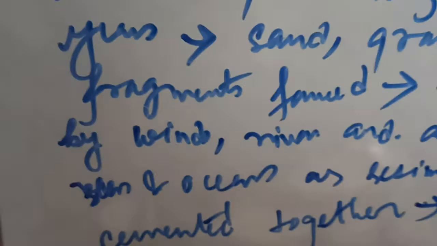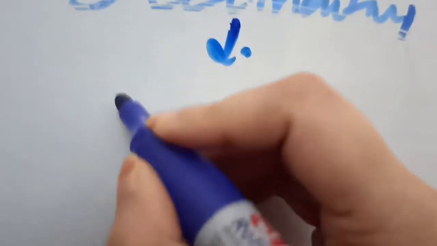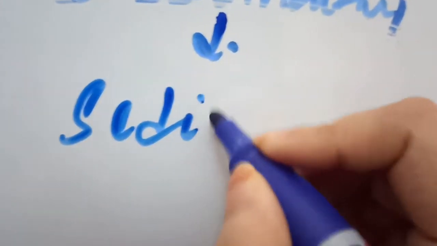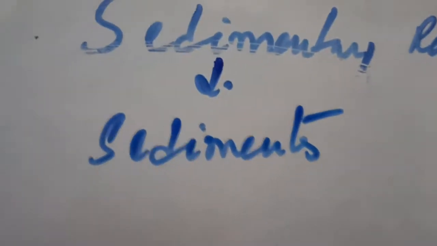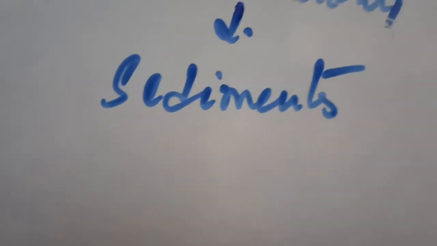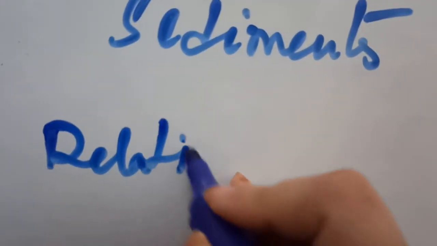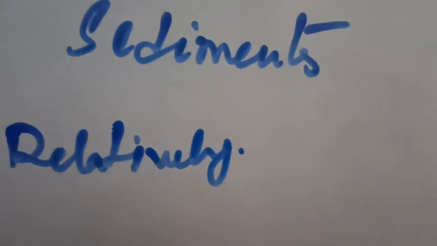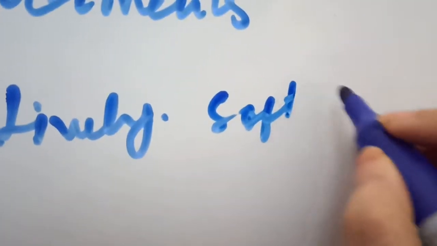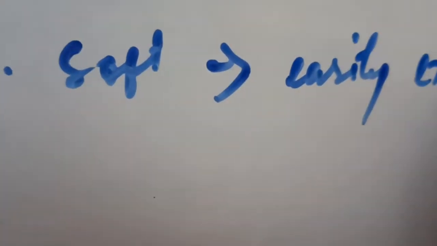So the name of this sedimentary rock came from the word sediments. Sediments are actually the fine elements that were produced due to this weathering and erosion. The sedimentary rocks are relatively softer and they get easily eroded away too.